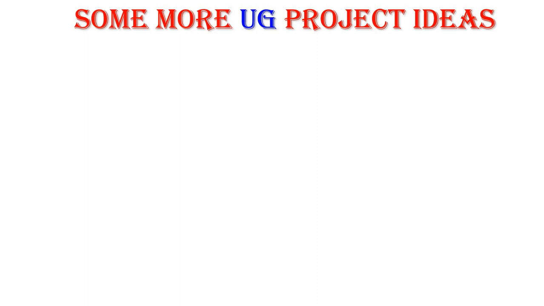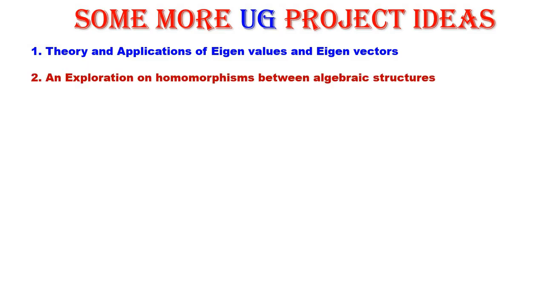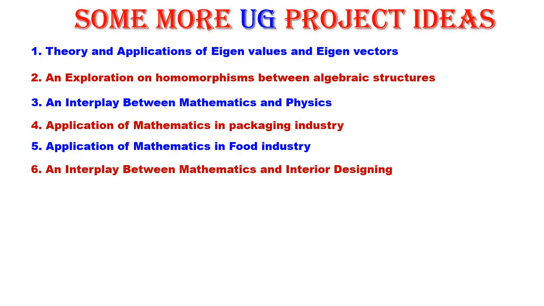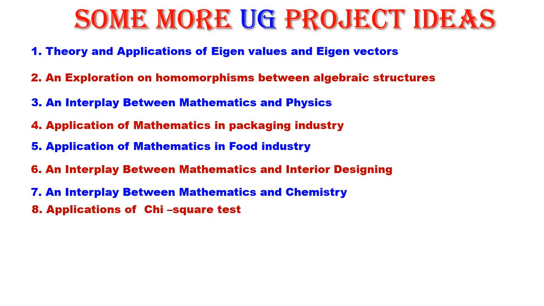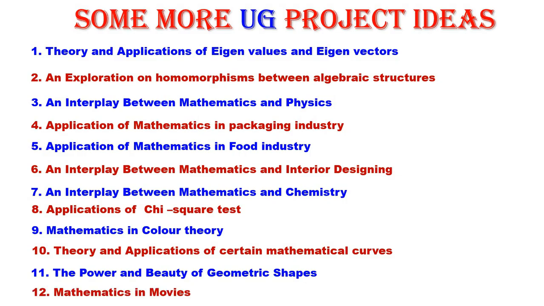In this video, we have some more UG project ideas. Some of them are theory and applications of eigenvalues and eigenvectors, an exploration on homomorphism between algebraic structures, an interplay between mathematics and physics, application of mathematics in packaging industry, application of mathematics in food industry, an interplay between mathematics and interior designing, an interplay between mathematics and chemistry, applications of chi-square tests, mathematics and color theory, theory and applications of certain mathematical curves, the power and beauty of geometric shapes, mathematics in movies.